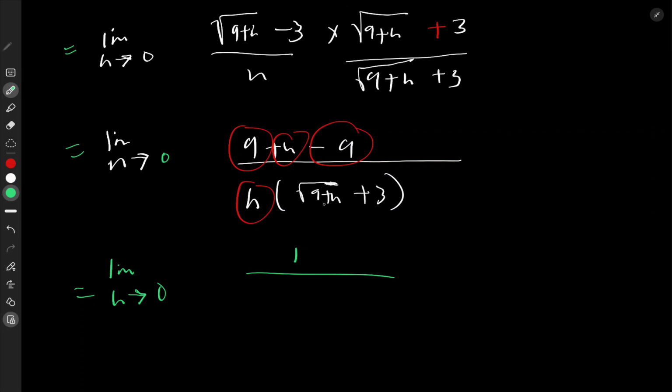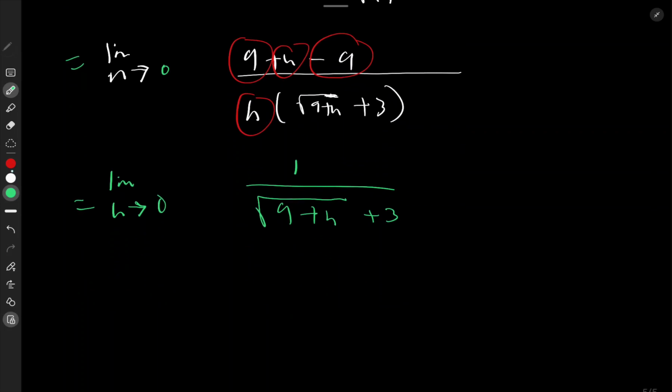Now we can say this is a polynomial. We can just say h is getting close to 0 by just putting 0. If you put 0 here, you'll obviously get something like this. It's going to be 1 all over √9 plus 3. This √9 is going to be 3, obviously, and we'll have 1 over 6 as our answer.